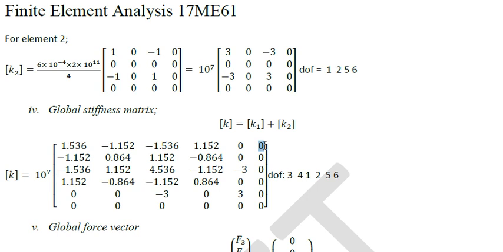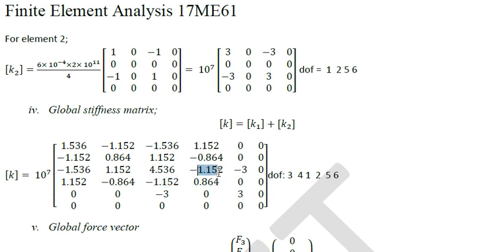So 3, 4, 1, 2, 1, 2, 5, 6 means this term, this term, this term, and this term will be added. So this is 1, 2, 1, 2, 5, 6, 1, 2, 5, 6. Only these two terms and these two terms will be added.